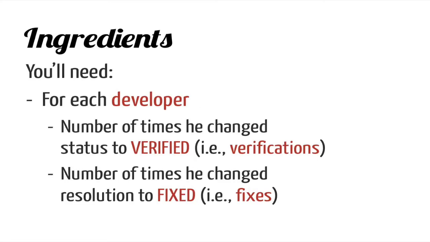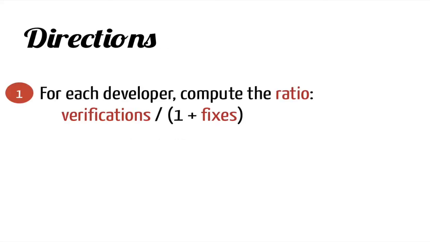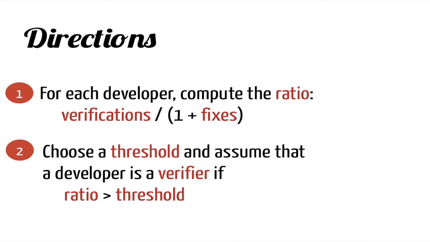So for the solution, you need to know for each developer the number of times he changed the status to verified, that is the number of verifications, and the number of times he changed the resolution to fixed, that is the number of fixes. So the solution is first, for each developer, you compute the ratio between number of verifications and number of fixes, and you choose a threshold and assume that a developer is a verifier if the ratio is greater than the threshold. The question, again, is how to choose a threshold.